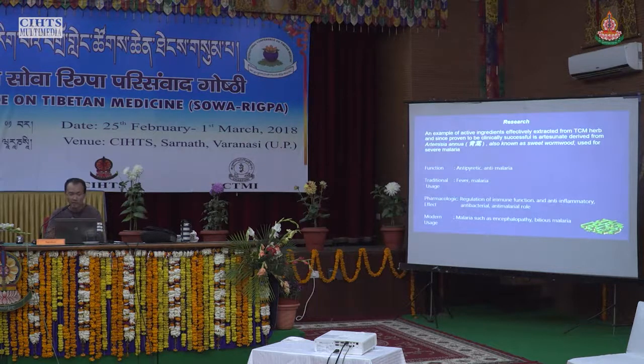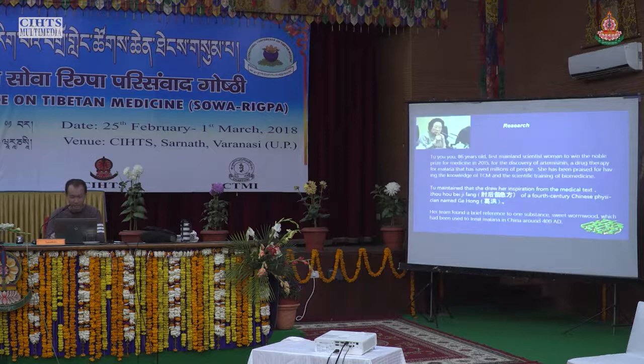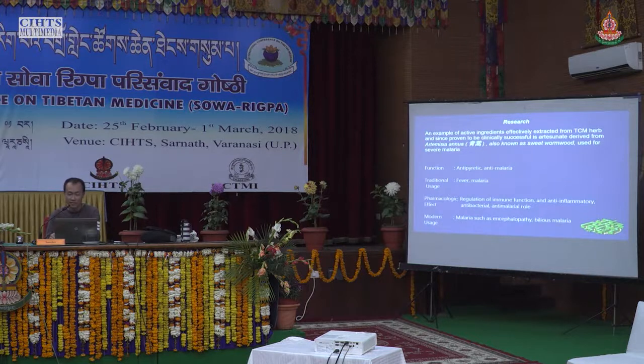Okay, one good example is the herb called Qinghao. It's called Artemisia annua, also known as sweet wormwood. I think yesterday one of the speakers, the Ayurveda teacher, mentioned this term called artemisinin. This artemisinin is an active ingredient derived from this herb, and this herb has actually been used for anti-malaria fever in ancient China.